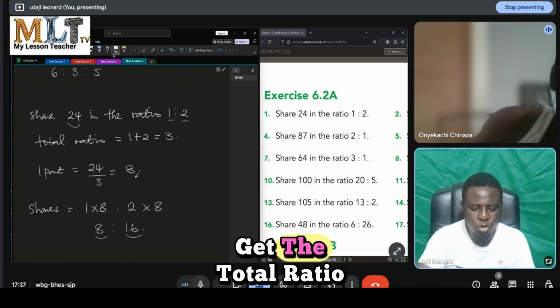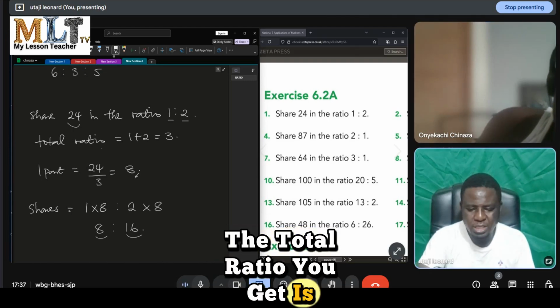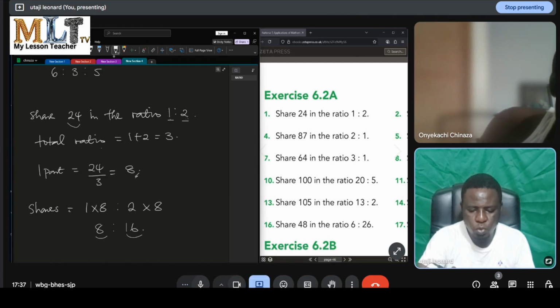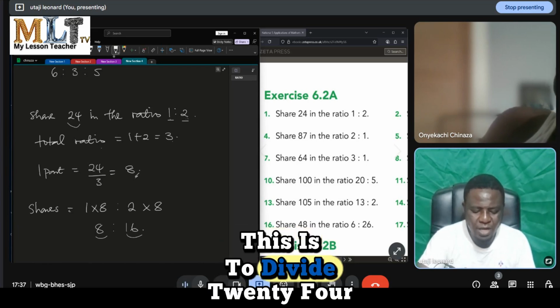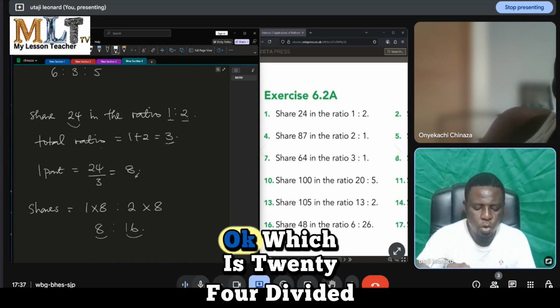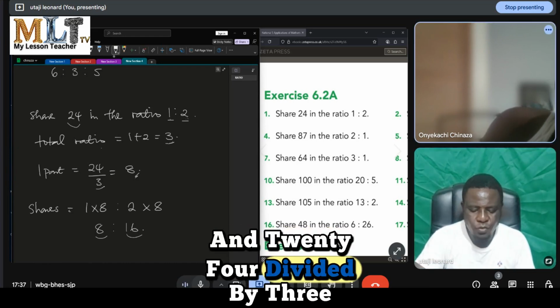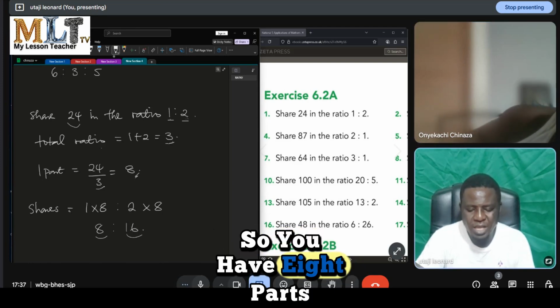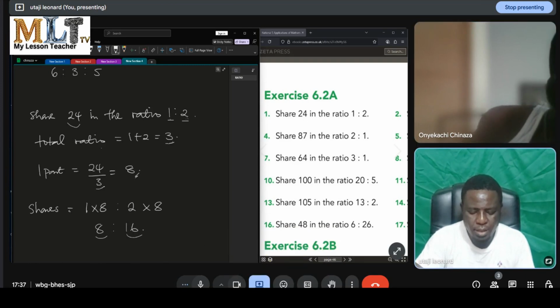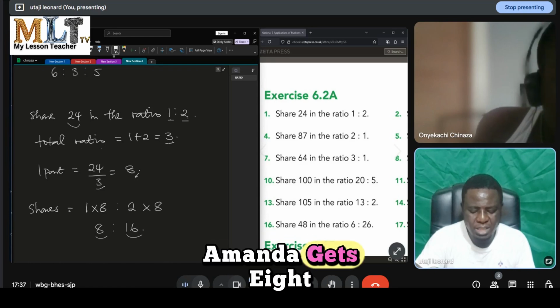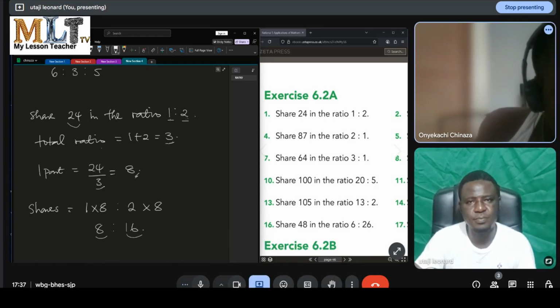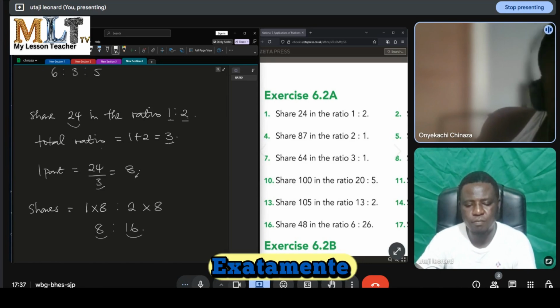What I did was to first of all get the total ratio, by adding both of them together, 1 plus 2, which is 3. Now, how many parts do you have? You divide 24 by the total ratio, which is 24 divided by 3, and that gave us 8. So you have 8 parts. For every 8 parts, Amanda picks 1 per part, and you pick 2. So at the end, Amanda gets 8 while you get 16. Is that clear?